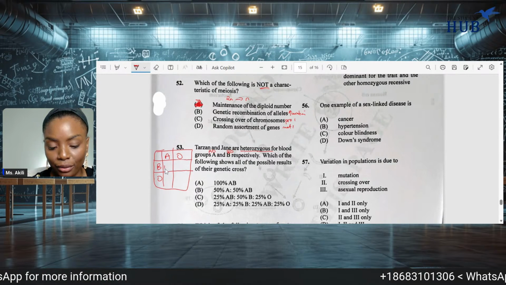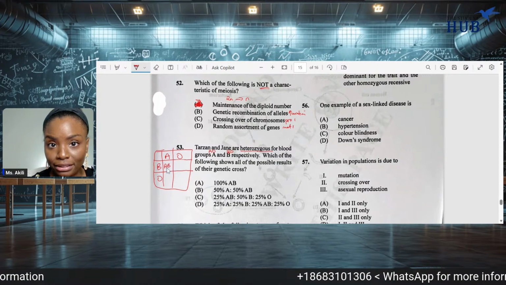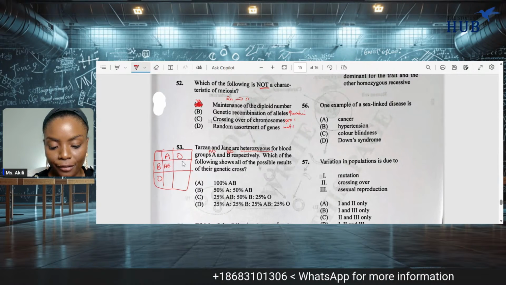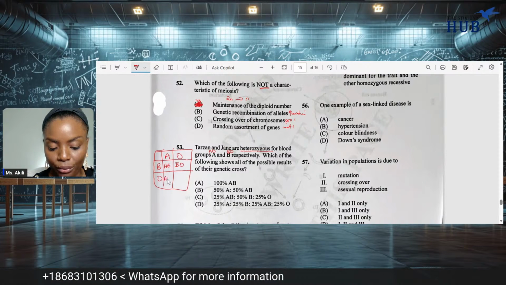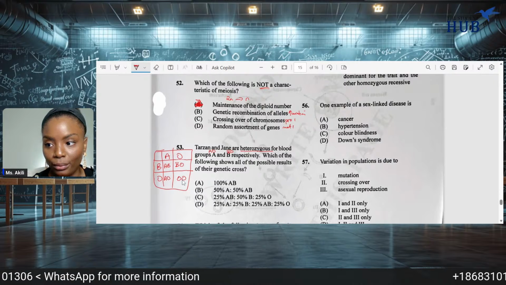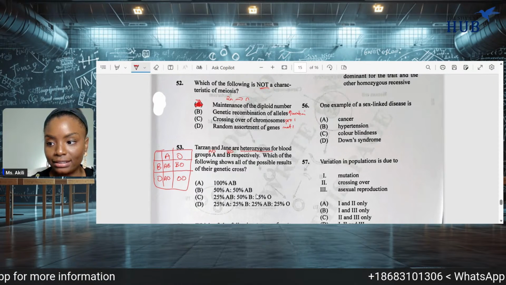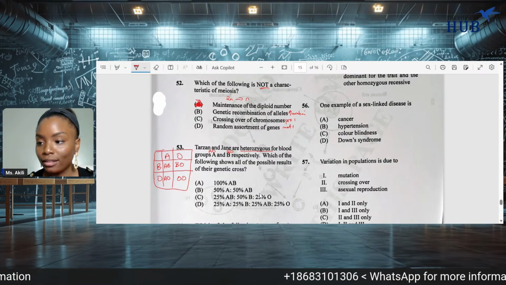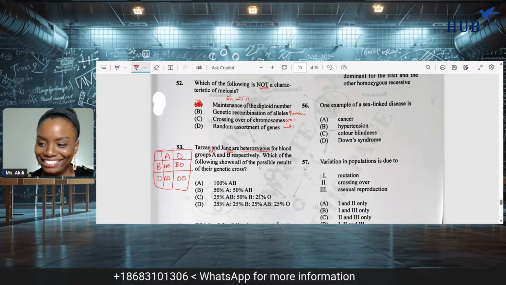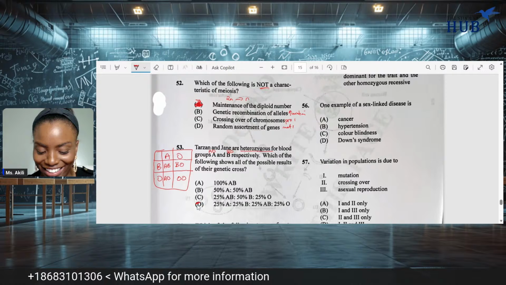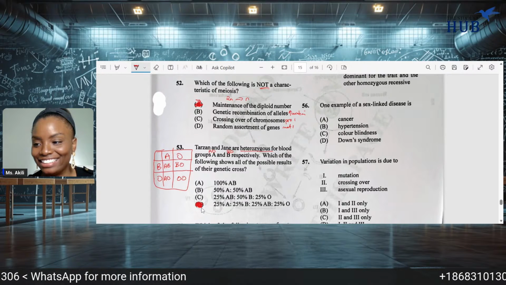You have a 25% chance of getting an individual that is AB, an individual that is BO, an individual that is AO, and an individual that is OO, which is giving 25% chance of each of these. Right, so it's going to be D.